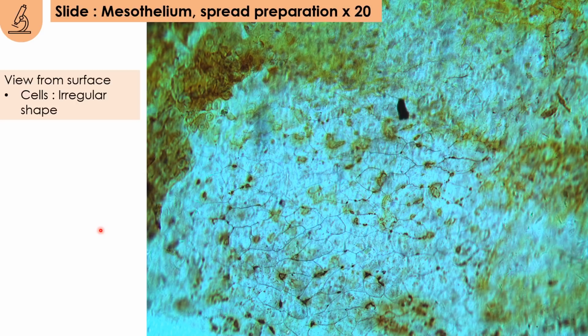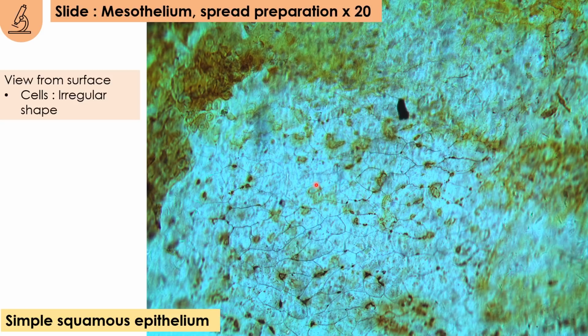So this is simple squamous epithelium. Remember the lecture that I gave to you. For simple squamous epithelium, if we view it from the surface, from above, this is how it looks. You can't see the flat surface, but because you view it from above, you can see the shape of the cell is irregular, but it's a flat cell.